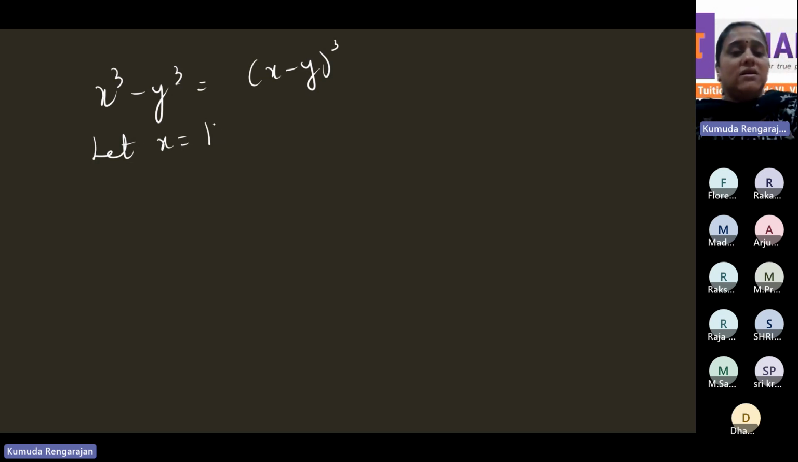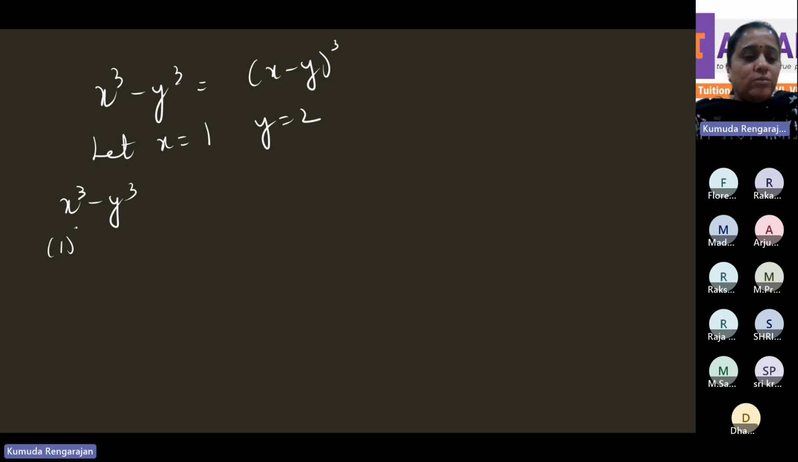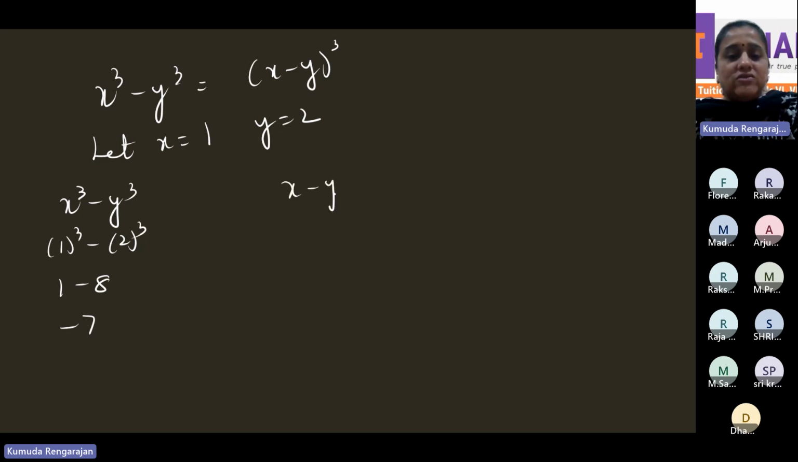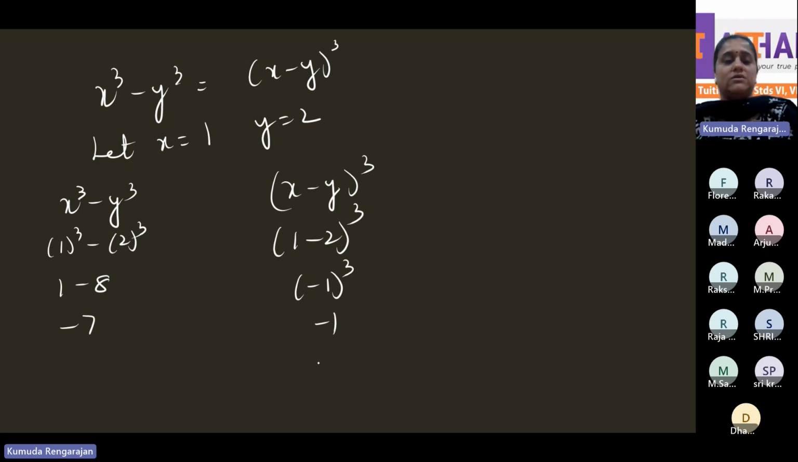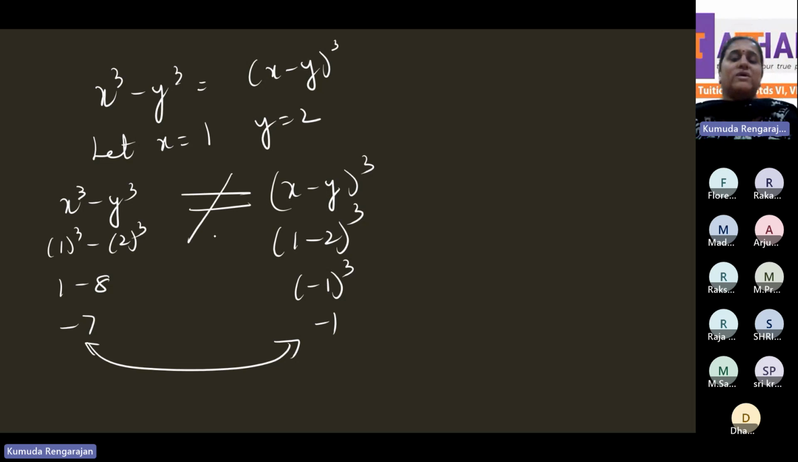So now let's take x as 1 and y as 2. So what is x cubed minus y cubed? It'll be 1 cubed minus 2 cubed, 1 minus 8, which is minus 7. So this is the value of x cubed minus y cubed. Now let's work out x minus y the whole cube. So it'll be 1 minus 2 the whole cube. 1 minus 2 is minus 1. Minus 1 the whole cube is minus 1. Where are they equal? So clearly x cubed minus y cubed is not equal to x minus y the whole cube.